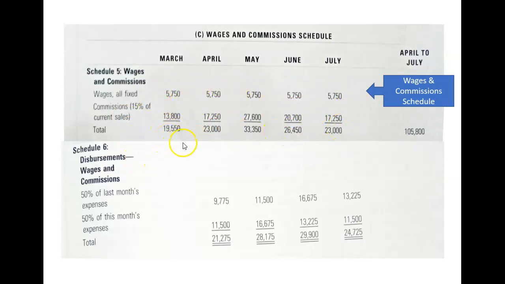All right, total up and you will get the total wages and commission schedule. And the disbursement of wages and commissions also. All right, how much money? 50% of last month's expenses, and this is just what we call estimated, 50% of this month's expenses. All right, so this is the total disbursement of wages and commissions.